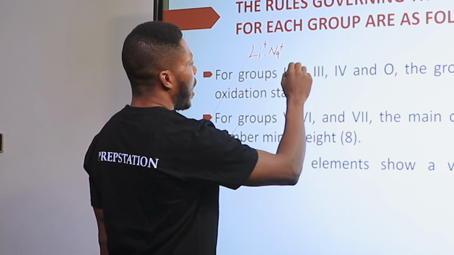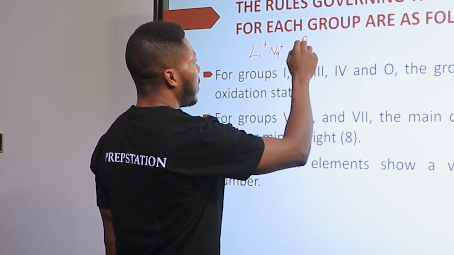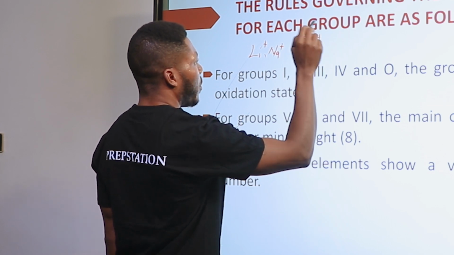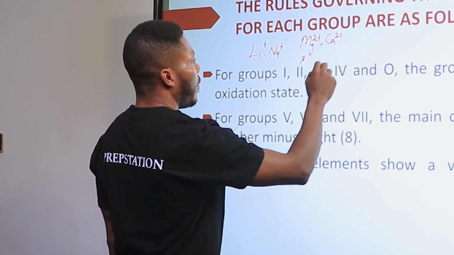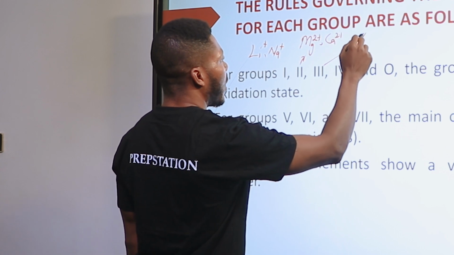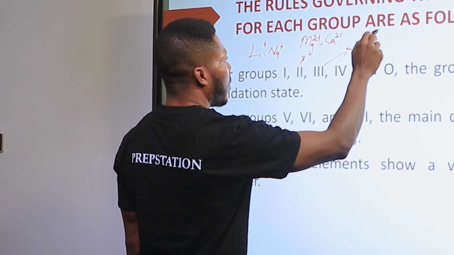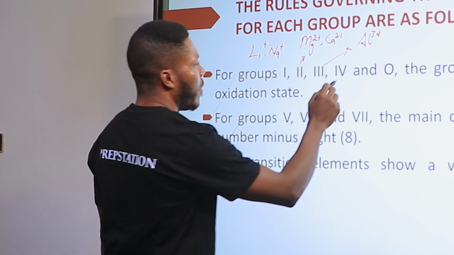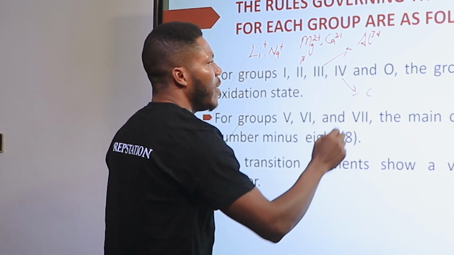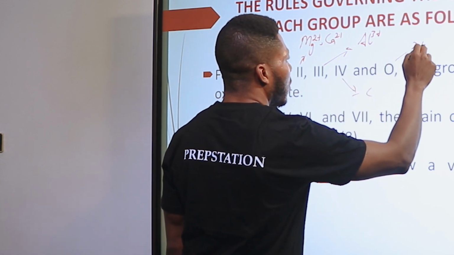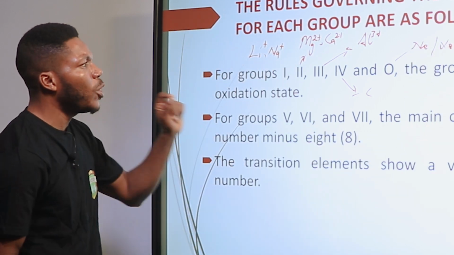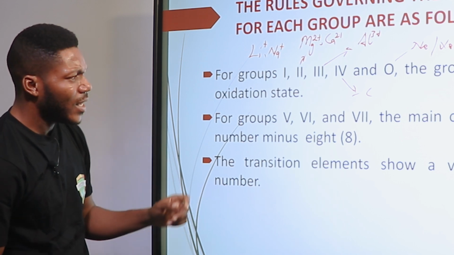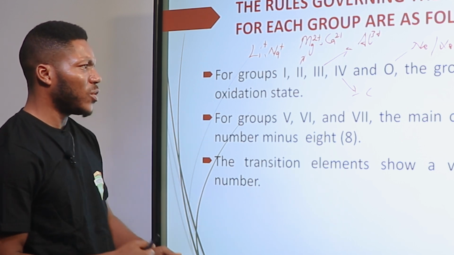If you go for a group 2 element, for example magnesium, +2. We have calcium, +2. If you go for group 3, we have something like aluminium, which is +3. Then for group 4, we have copper. Then for noble gas, we have neon, xenon, and so on and so forth. So their group numbers are exactly their oxidation states.